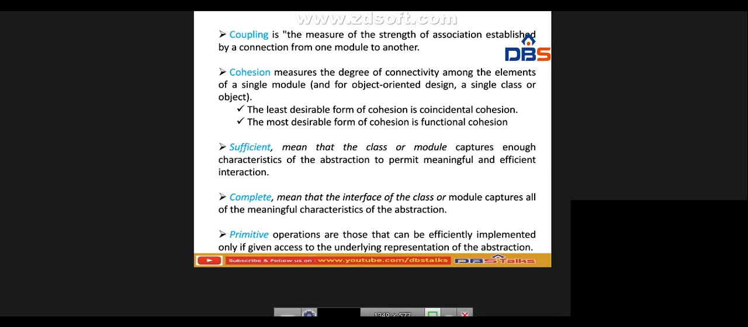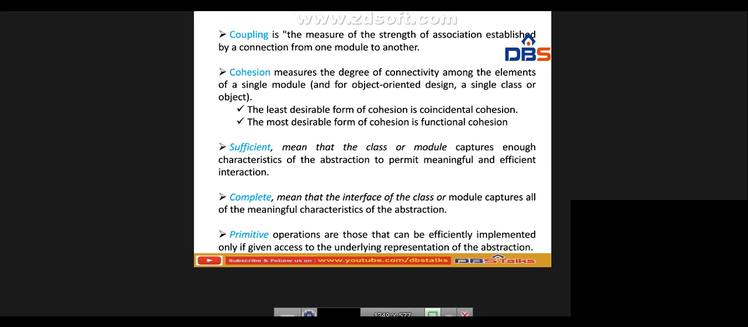And next is complete, meaning that the interface of the class or module captures all of the meaningful characteristics of the particular abstraction. Next, primitive operations are those that can be efficiently implemented only if given access to the underlying representation of the particular abstraction. So likewise, we can implement the particular operations.